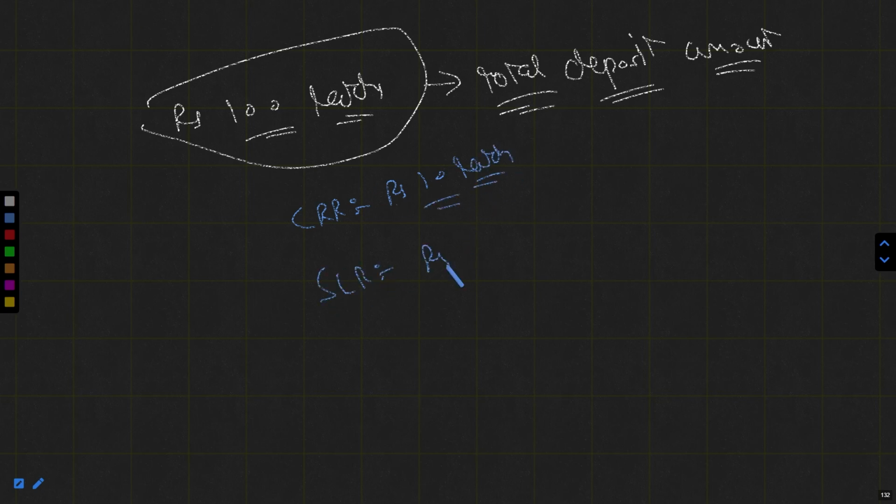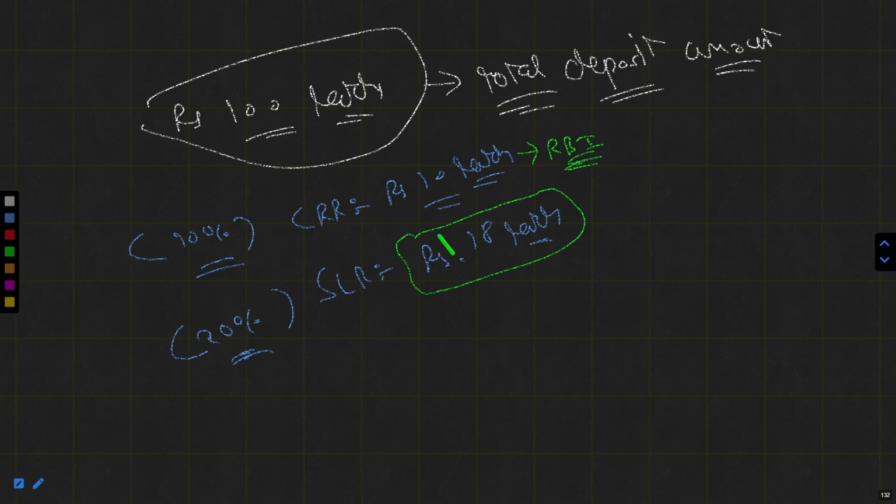Alright, and the SLR was rupees 18 lakhs as 10%, as 20%. The calculation we had already seen in the previous slides. Okay, so in the first condition, the bank has to place 10 lakhs with the RBI. Okay, in the second situation, instead of keeping 18 lakhs as a cash amount, the bank could buy the liquid assets.